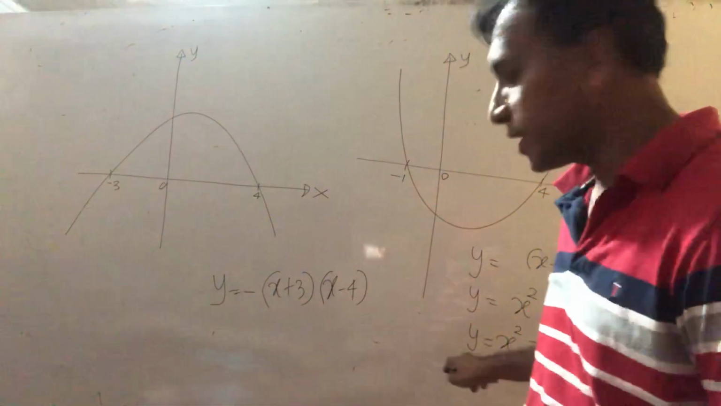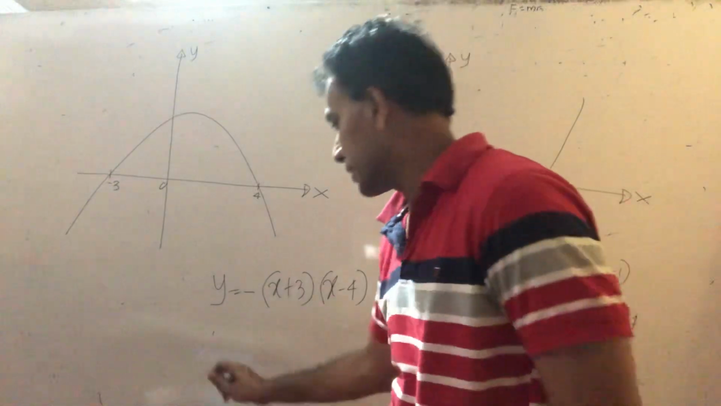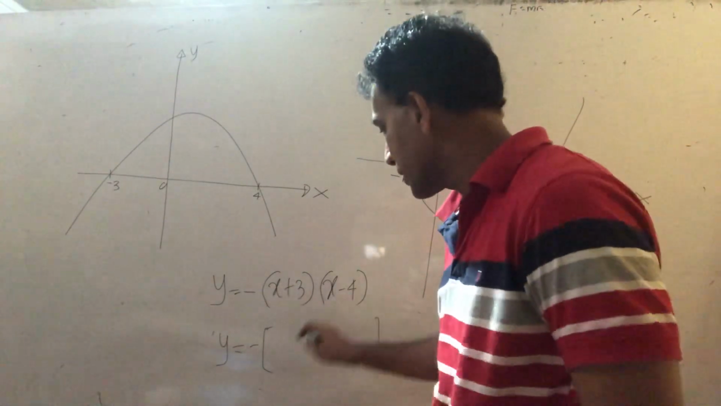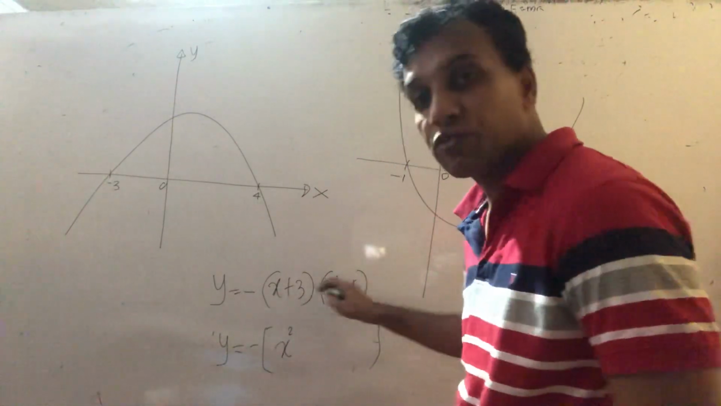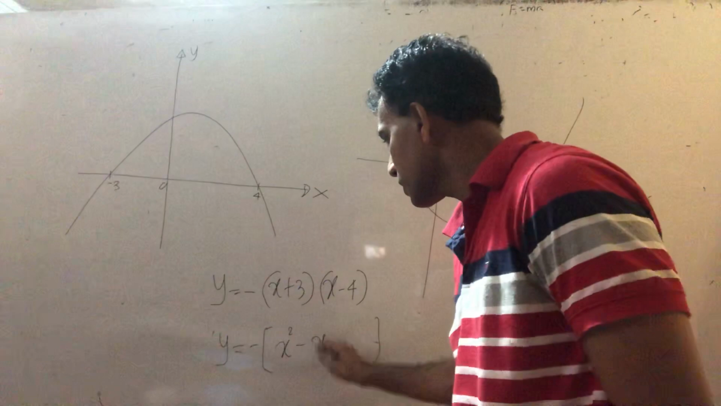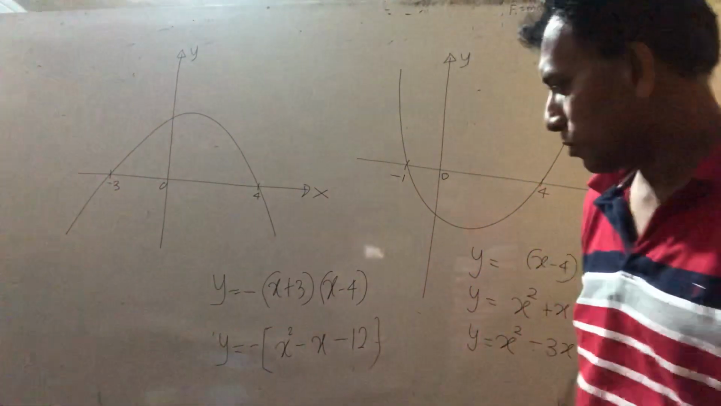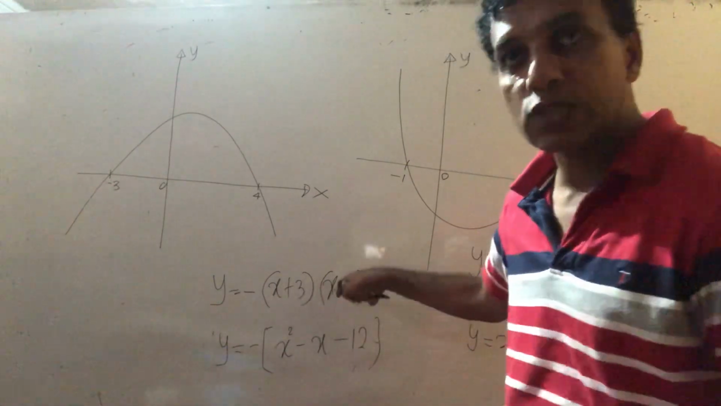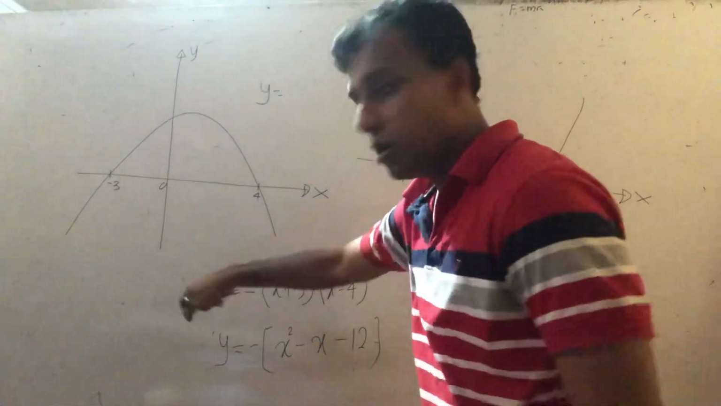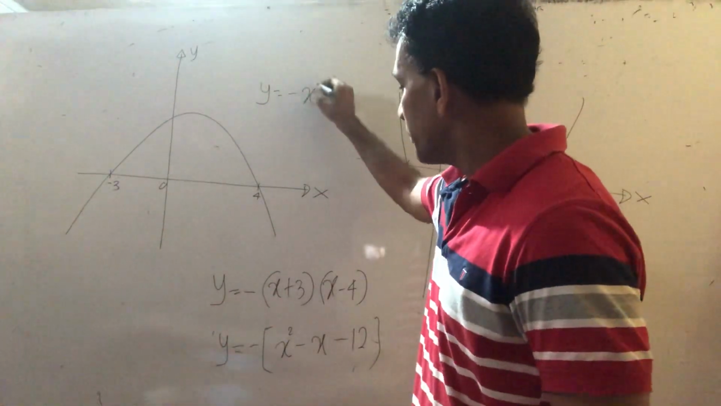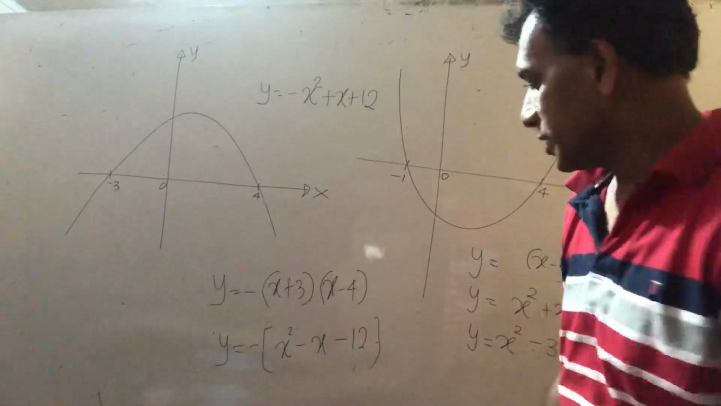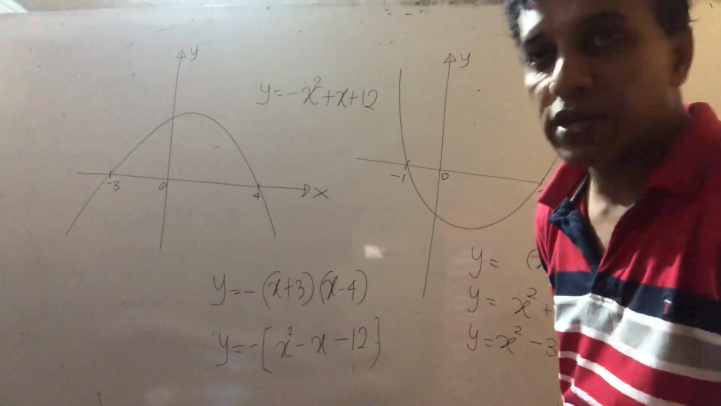Sometimes they ask for the general form, x square term, x term. So we can multiply the brackets. So y equals minus, I multiply these two brackets, x into x, x square, x into minus 4, minus 4x, plus 3x, minus 4x plus 3x, minus 1x, plus into minus, minus 12. Otherwise, I showed here, multiply the bracket by the minus symbol. So minus x square, minus minus plus x plus 12. This is the equation of the graph.